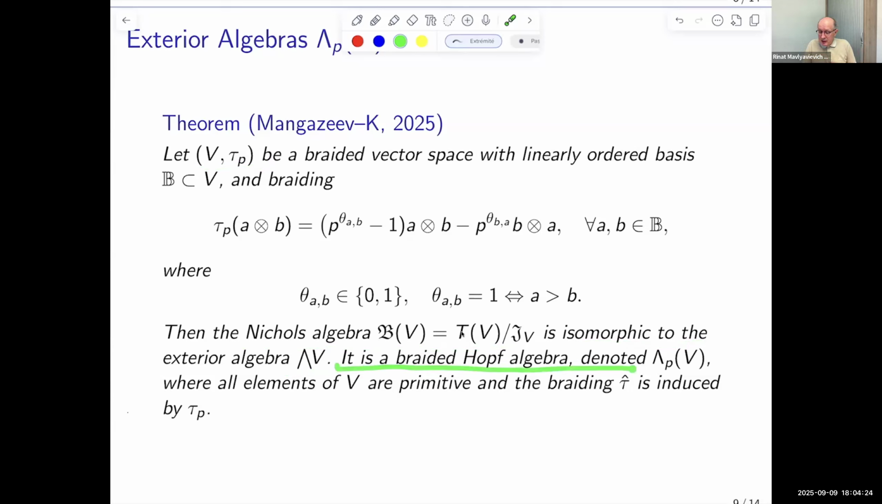And here I'm repeating: as any Nichols algebra, it is a braided Hopf algebra, which will be denoted like this, where all elements of V are primitive and the braiding is induced by tau.